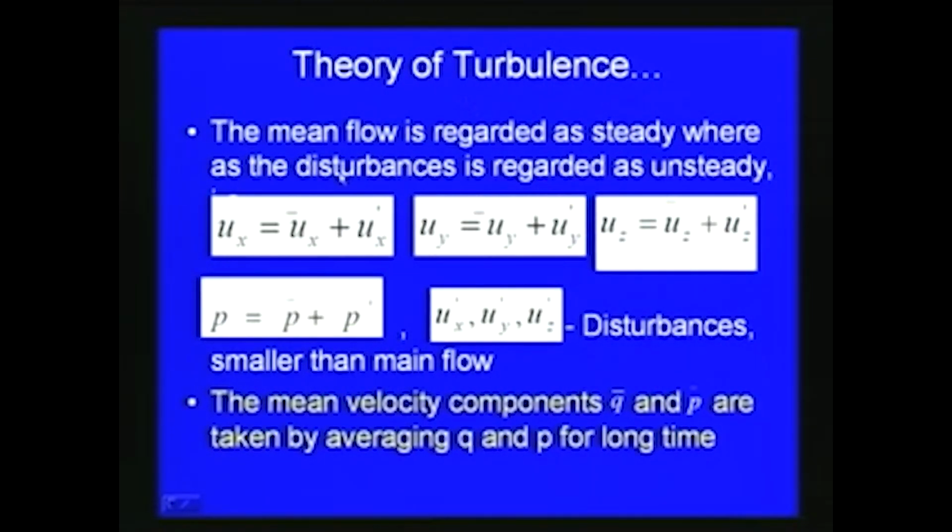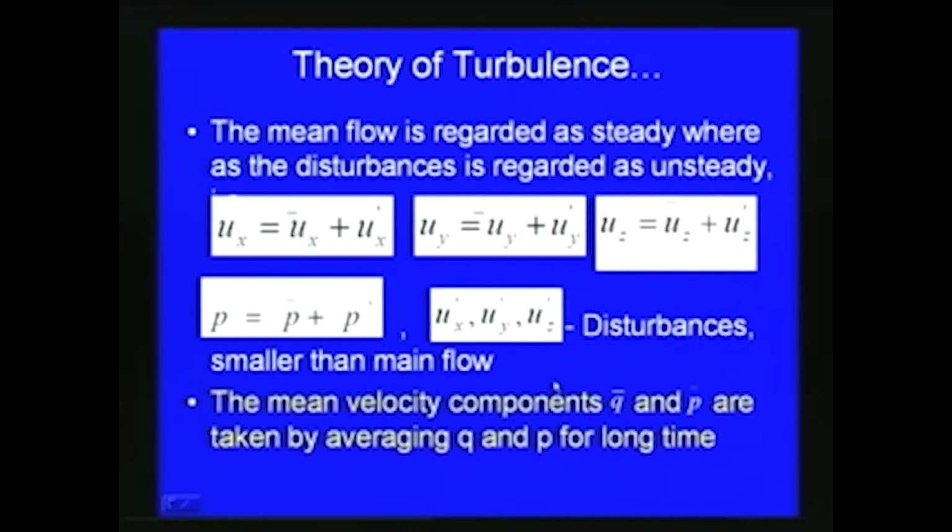So, as we have seen, based upon the theory of turbulence, we can express the mean flow as u x equals u x bar plus u x dash, u y equals u y bar plus u y dash, and u z equals u z bar plus u z dash. The pressure can be written as P equals P bar plus P dash, where P bar is the mean pressure and P dash is the fluctuating component. You can see that all these fluctuating components are generally smaller than the main flow.